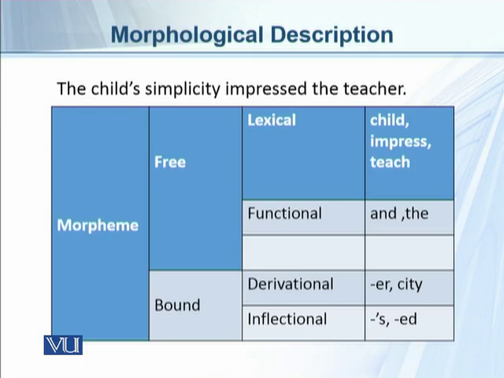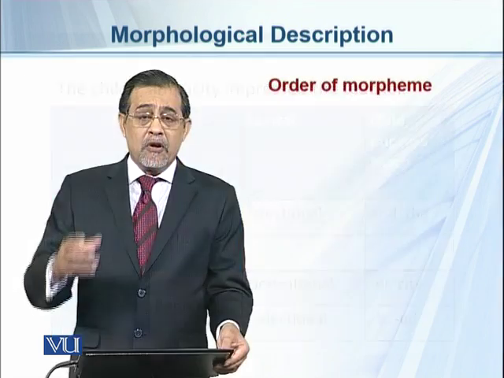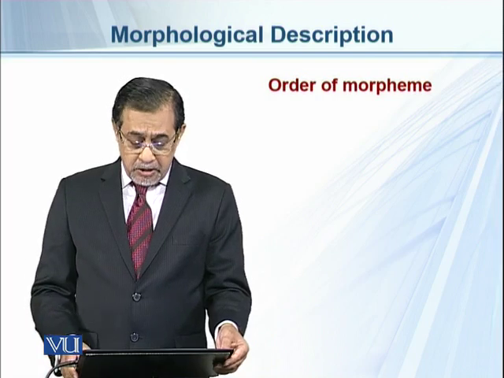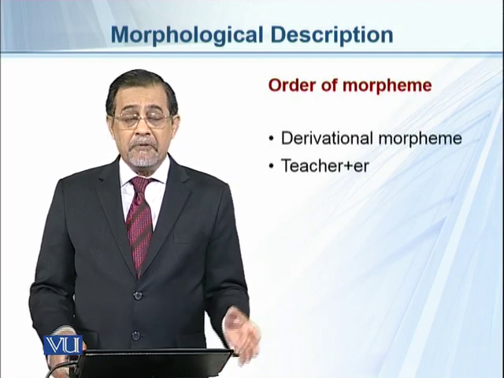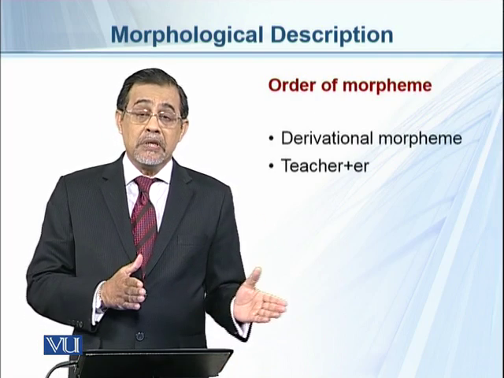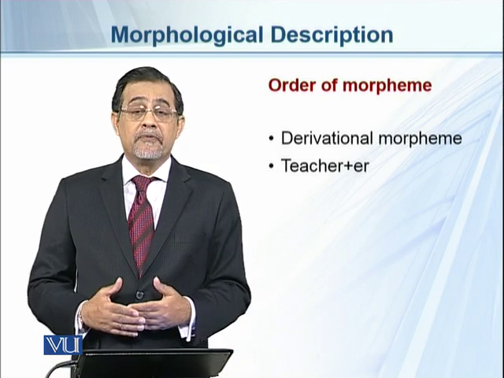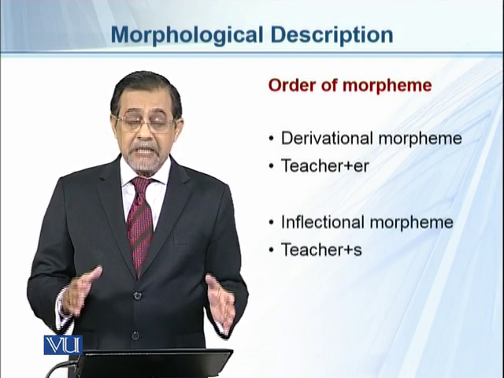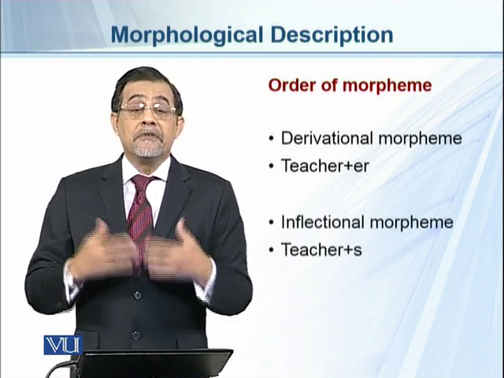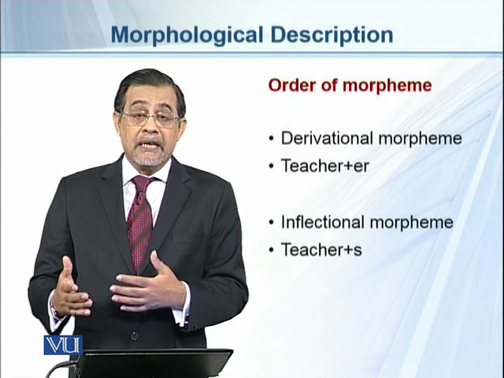So we can segregate one type of morpheme from another. We can tell which are derivational morphemes, which are inflectional, which are lexical, which are functional. The order of morphemes needs to be understood and remembered. A derivational morpheme is attached to the stem, and it always comes right after the stem, whereas inflectional morphemes come after the derivational morpheme, if there is any, right?